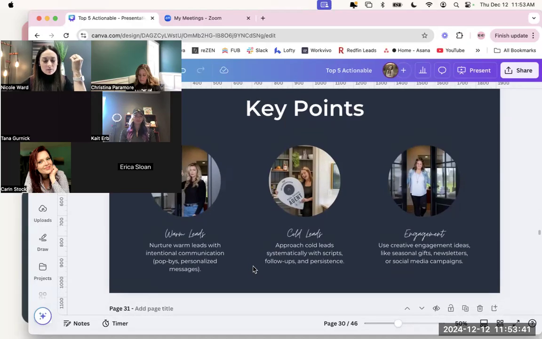Let's talk about warm leads, cold leads engagement. Nurturing your warm leads. This is going to be your sphere. Those are going to be your warm people, the people that you already have a loving, trusting relationship with. Great ways to work your sphere are going to be social media, loving on their profile.